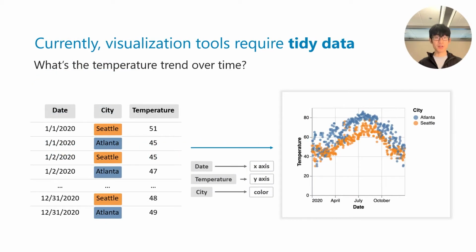Nowadays, data visualization tools require tidy data. And when the data is tidy, creating visualization can be easy. In this case, we have a data set of Seattle-Atlanta temperature in 2020. If we want to create a scatter plot to visualize the temperature trend over time, what we can do is simply map the date column to the x-axis, temperature column to the y-axis, and city to color, and then we get a scatter plot. This is so easy because our input data is in the right format for our visualization goal.